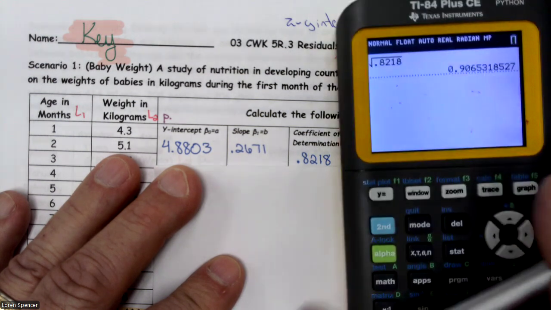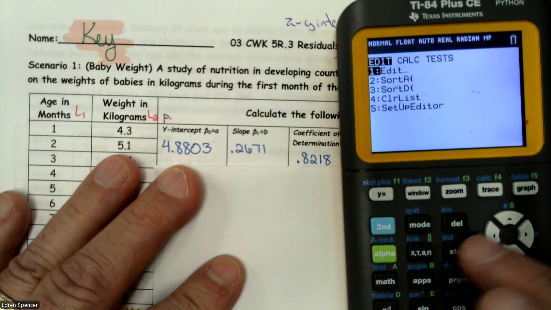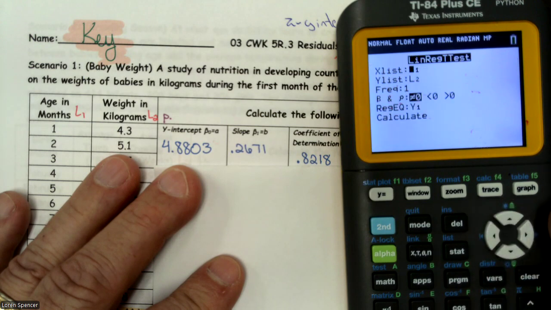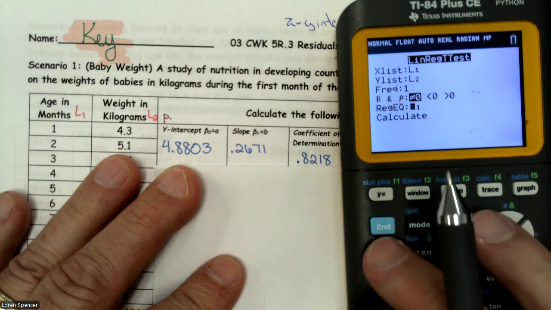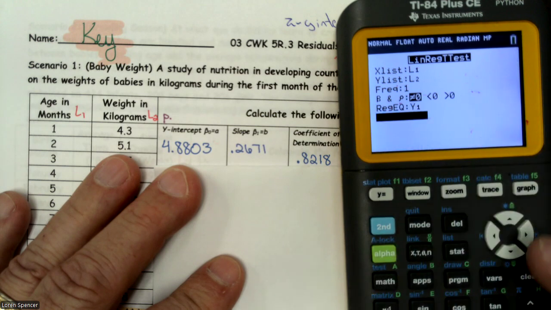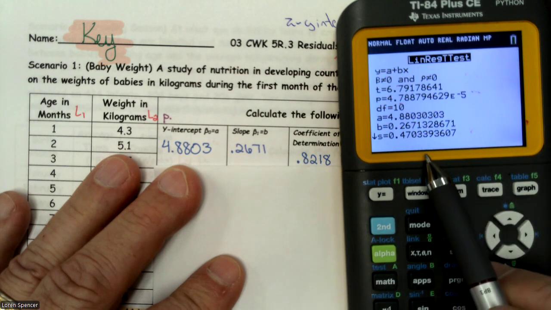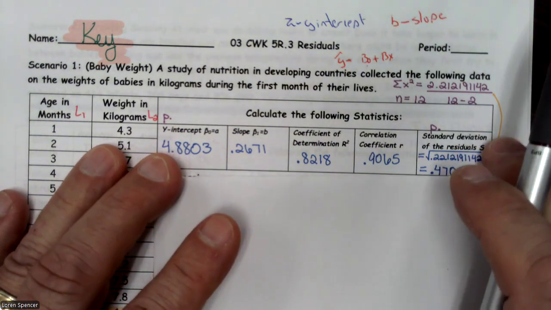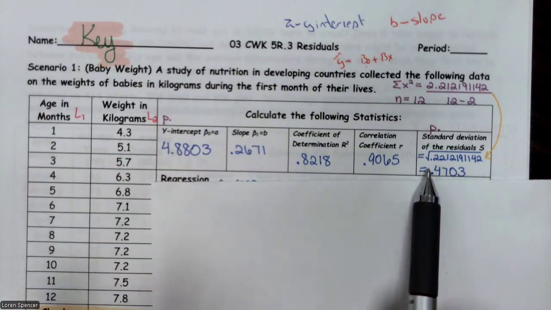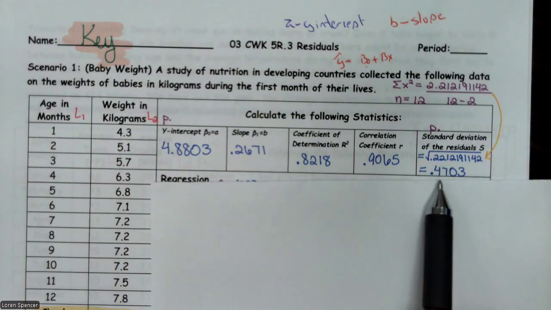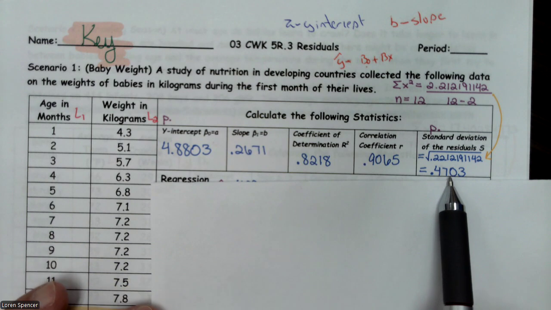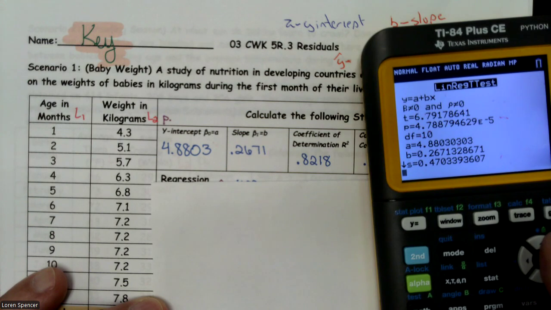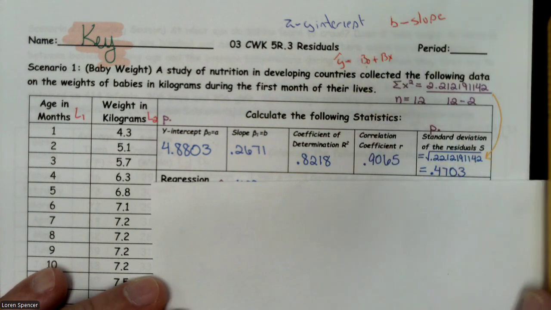The next thing it asks for is the standard deviation of the residuals. And if I go back to stat test and run the test again, letter F, alpha trace, S is 0.4703. All right. So we don't have to do all the fancy calculations. We can pull that off of a regression analysis, but 0.4703 is what we're looking for. And we can pull that straight off the calculator. So that's our standard deviation of the residuals.